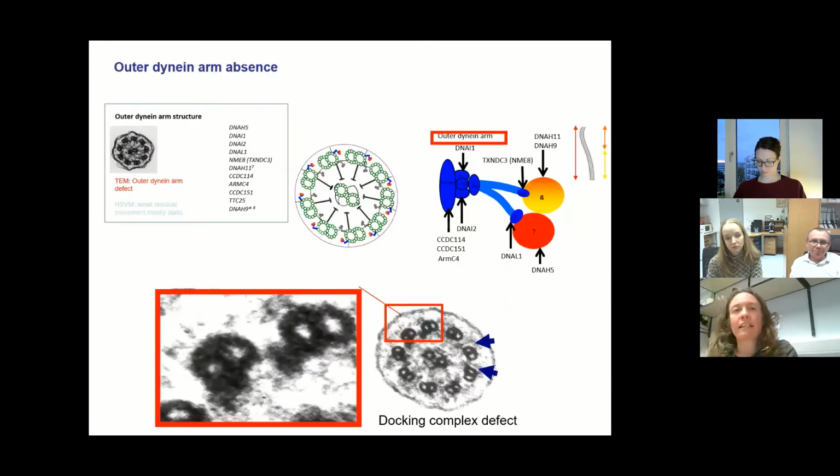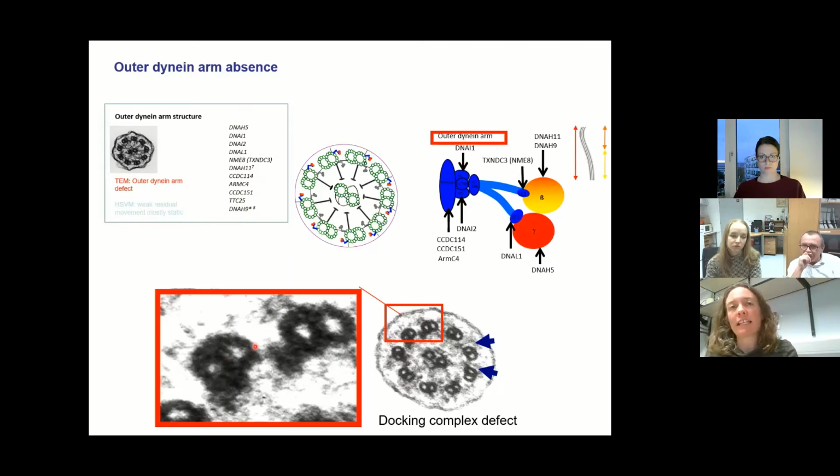So the outer dynein arm defect, very similar to the outer and inner dynein arm defect, only the inner dynein arms are present. And I've really zoomed in here on one of the microtubular defects. You can see that the inner dynein arm is quite clear there, and there's really nothing here where the outer dynein arm should be. And again, there's a whole host of genes that we now know cause these outer dynein arm defects, and we know which parts of the structure of the outer dynein arm those code for.